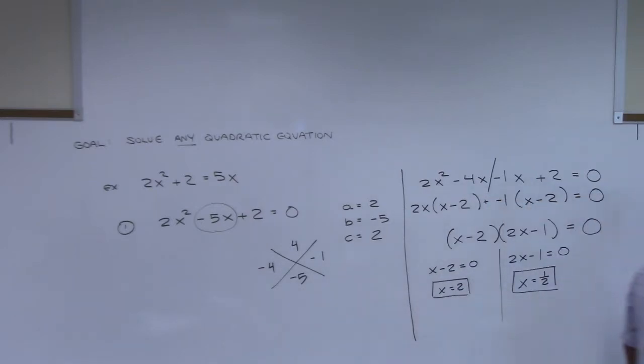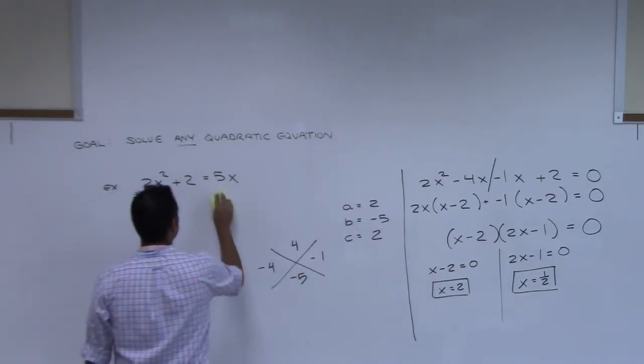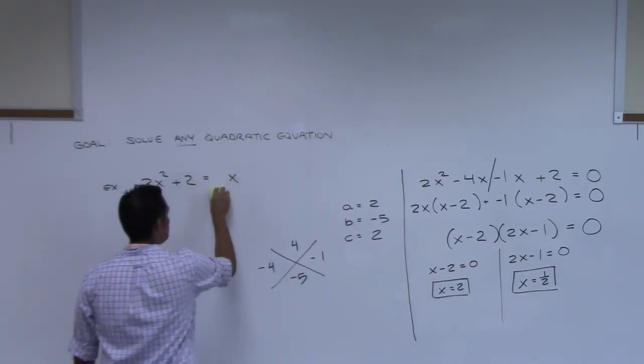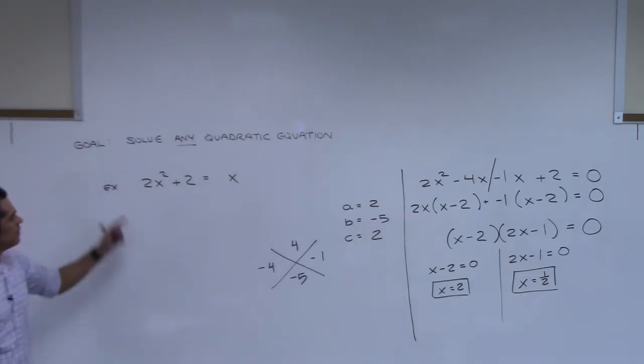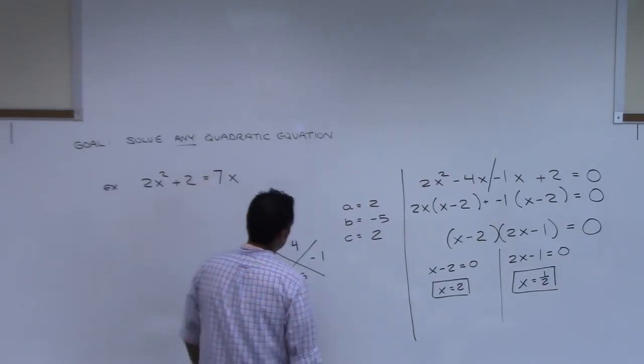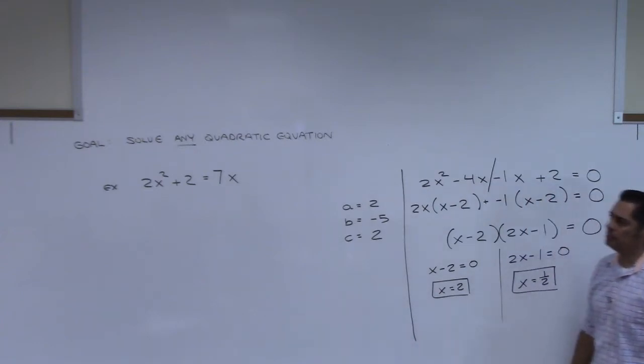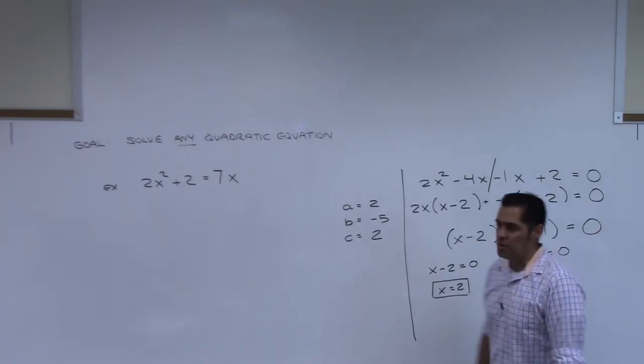Now, let's change the problem just ever so slightly. I want to go back up to this. I'm going to give you a new problem. I'm going to change that 5x right there to 7x. And let's try this one. Let me think about this. Yeah, we're good. All right, so same set of steps.